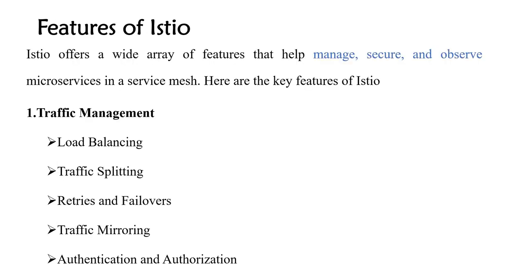The next is features of Istio. Istio offers a wide array of features that help manage, secure and observe microservices in a service mesh. Here are the key features of Istio. Traffic management, which contains load balancing, traffic splitting, retries and failovers, traffic mirroring, authentication and authorization.